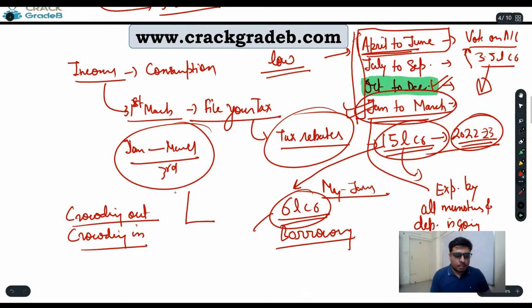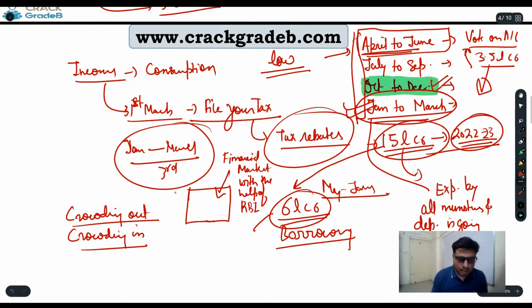So in the market, a fixed amount of money is available, right? From where is the government going to borrow? The financial market. The government is going to borrow from here with the help of the RBI. So this is our financial market where money is available. This is the amount of money we have in our financial system.